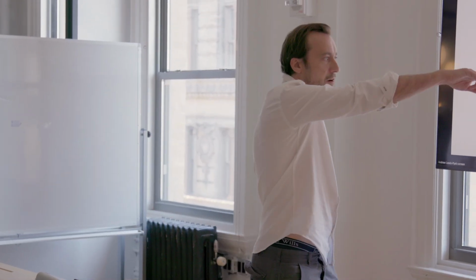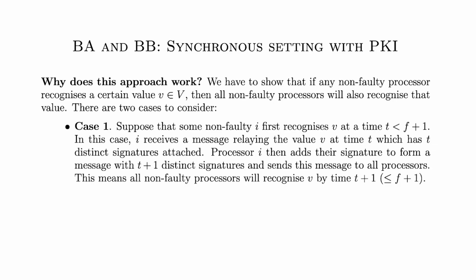In that case, I receives a message relaying the value v at time t, which has t distinct signatures attached. Otherwise, I wouldn't recognize that value at that time, right? It's going to have t distinct signatures for I to recognize the value. Okay? So processor I then adds their signature to form a message with t+1 distinct signatures, and they send that to all processors. Okay, so that means all non-faulty processors will recognize v by the next time slot. So that was the easy case. You've recognized the value, but it's not too late to share that value with other people.